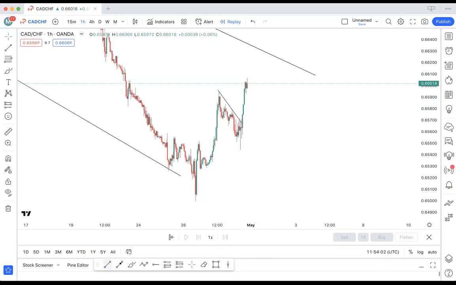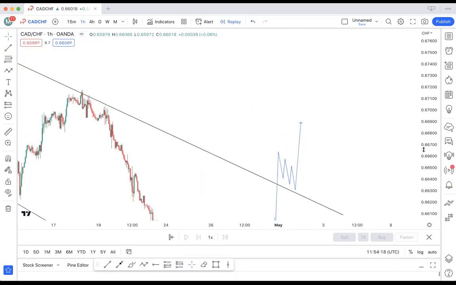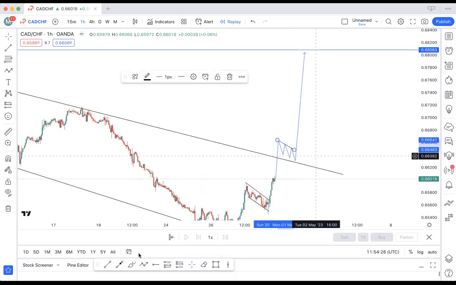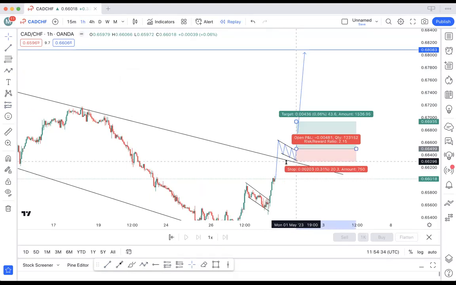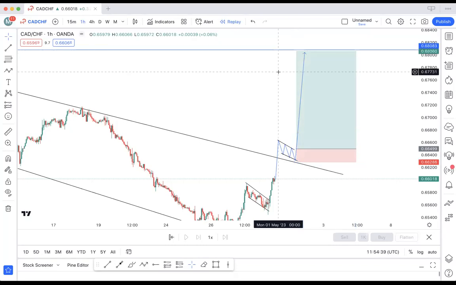If you can see. So now what are we looking for? For us to be able to enter a breakout of this bigger trend line, and then a continuation pattern to the upside. So this is how we'll look to enter our buys, like so. This is how we'll enter our buys.